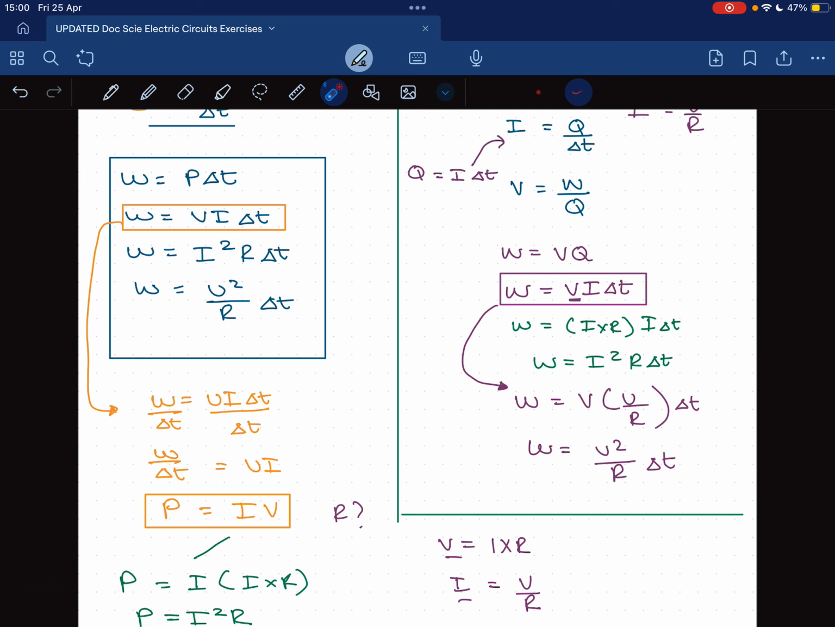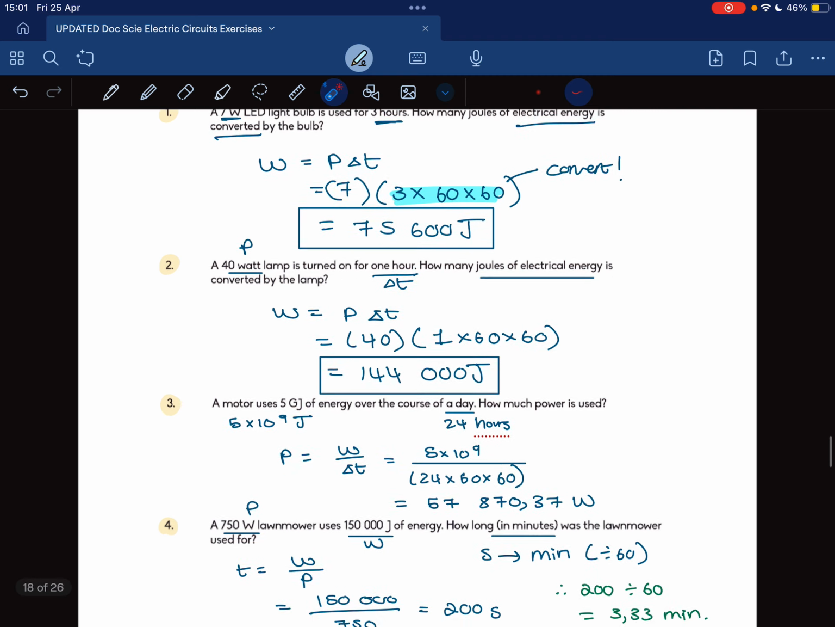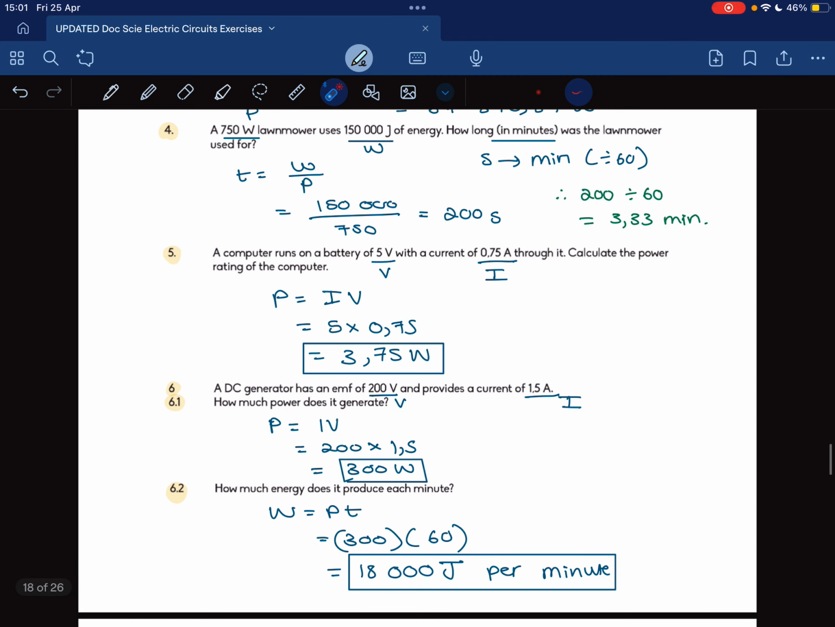Okay, so if you look at your formula sheet, you'll find that all of these formulas are there. If you go to electric circuits, you'll see that there are 4 equations for work and 4 equations for power, all given under electric circuits. Okay, so make sure you use a formula sheet when you're answering these questions.